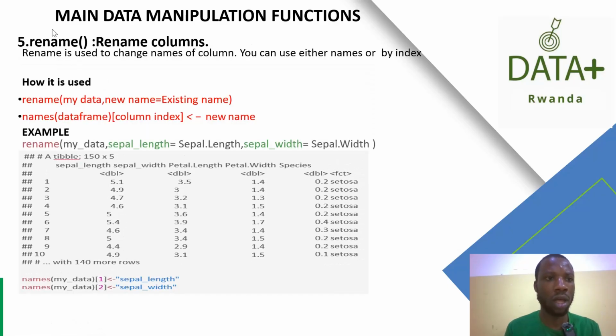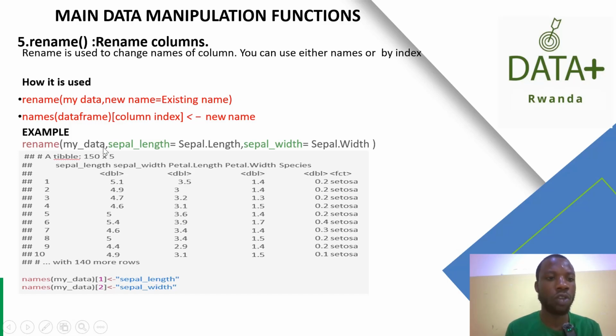So again, this is also the rename, where we are renaming the variables. Maybe the way it is is not the way we want, so we can rename it by using the rename function. We type rename, and then we put the data set where the variables are located, and then we put the comma, we put the new name we want to name our variable, and we put equal to the existing variable.